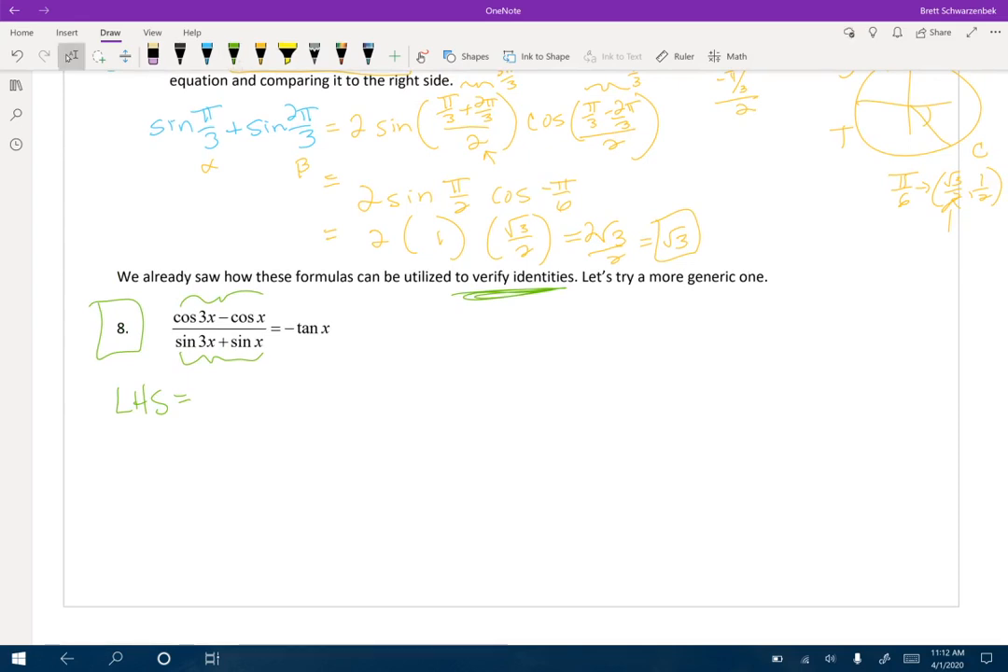So note, the difference of the cosines is the example where it's a -2 in the front. So it's going to be -2. We're going to get the sine of alpha, which is 3x, plus beta, which is x, over 2. And the sine of alpha minus beta over 2. And that's our numerator. Okay, so you can check that when you look at the formulas and do it yourself. In the denominator, we're going to get 2 sine of, again, alpha plus beta over 2, cosine of 3x minus x over 2.